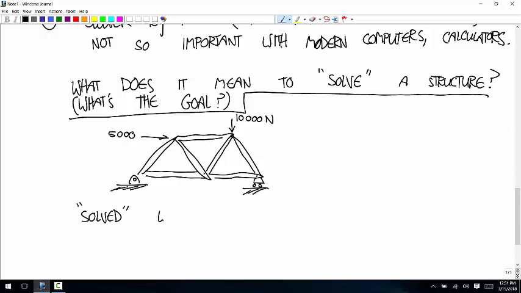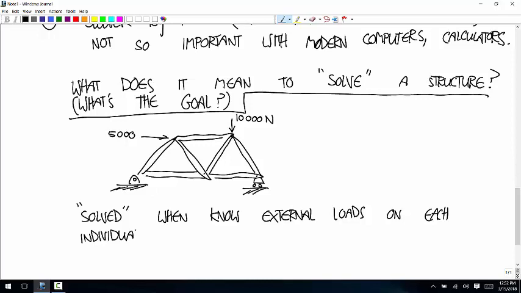It's solved when you know the external loads on each individual member. Okay, so right now, well, first we'll treat this whole thing as a rigid body, and we can calculate the reaction loads here and here. And that's all stuff that you already know how to do. Once we do that, we know all the external loads on the entire structure as a whole. But we've solved this structure once we can look at this member and calculate all the external loads acting on that, and look at this one and know all the external loads acting on that.